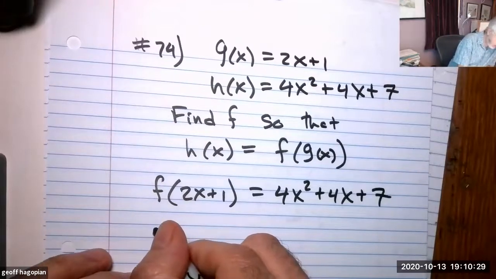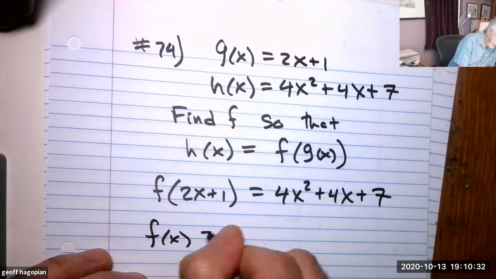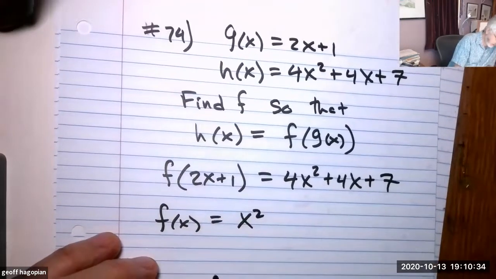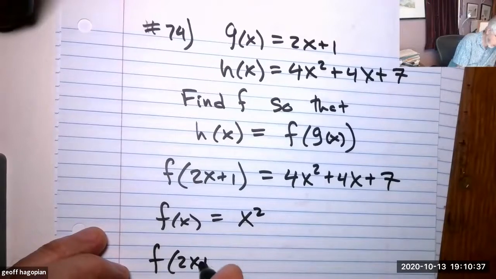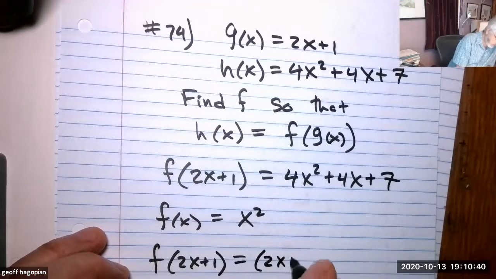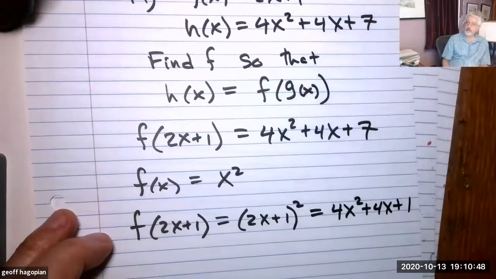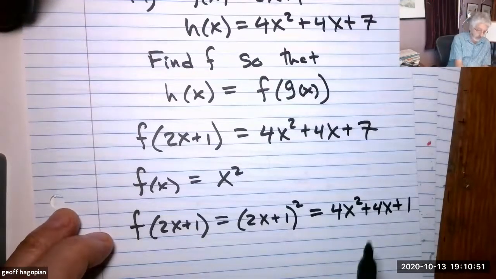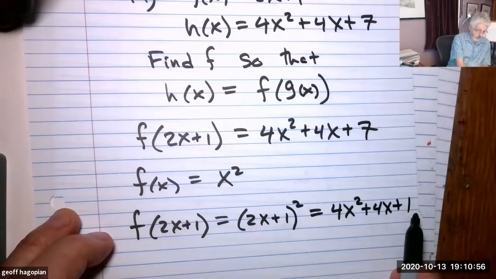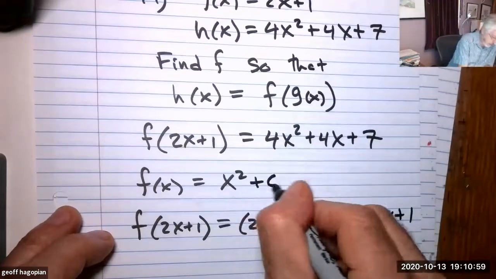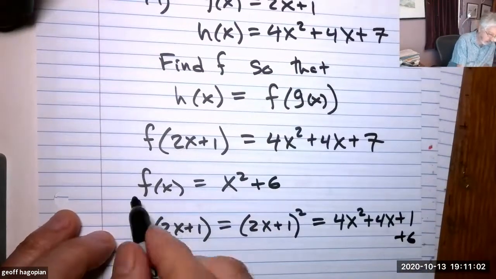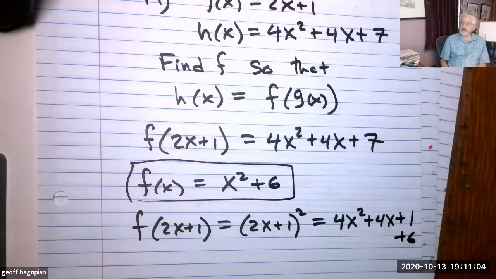So if we say that f of x starts out as just x squared, then f of 2x plus 1 would be the square of 2x plus 1, which would be 4x squared plus 4x plus 1, right? Just squaring that binomial. And that's almost what we have, right? We got the 4x squared plus 4x. We just don't have the 7. We got a 1 instead. So just add 6. Then we're done, right? So that'll do it. Guess and check, always a solid method of attack.